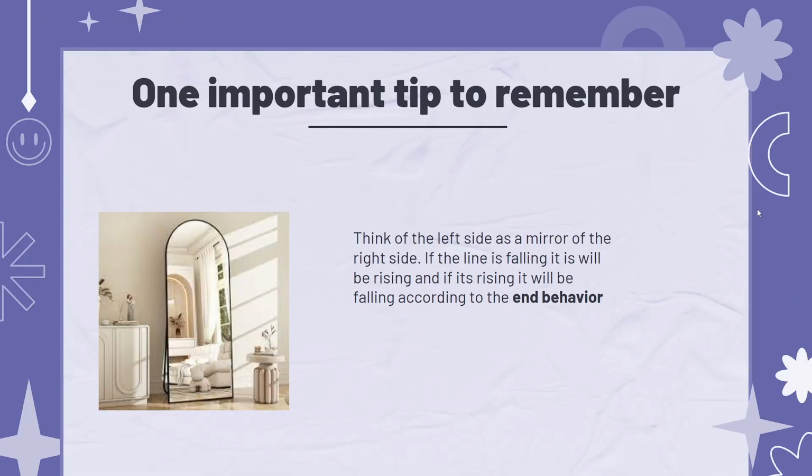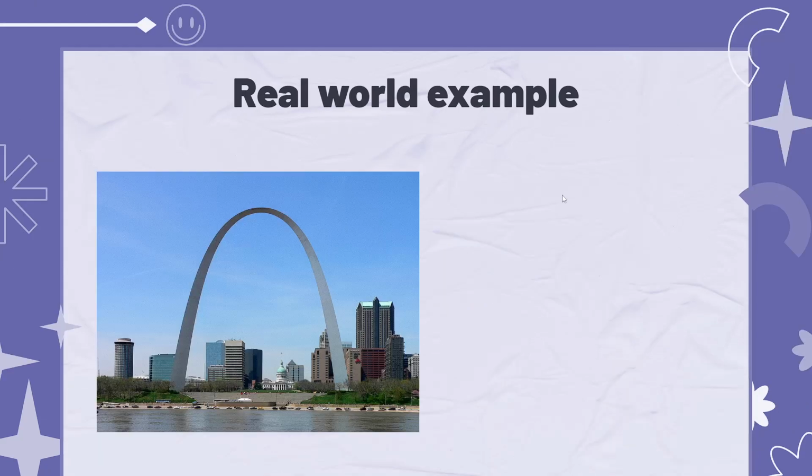Here's one important tip to remember about these. Think of the left side as a mirror of the right side, okay? If the line is falling, it will be rising, and if it is rising, it will be falling, according to the end behavior and what side it is on.